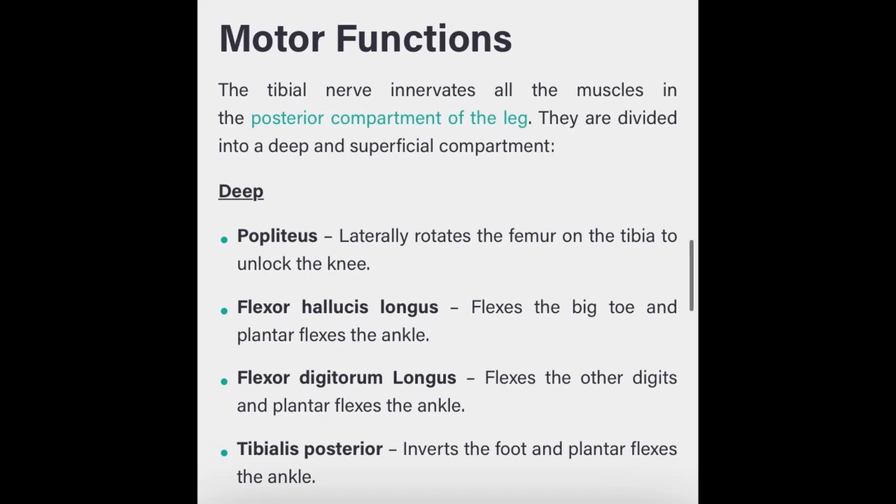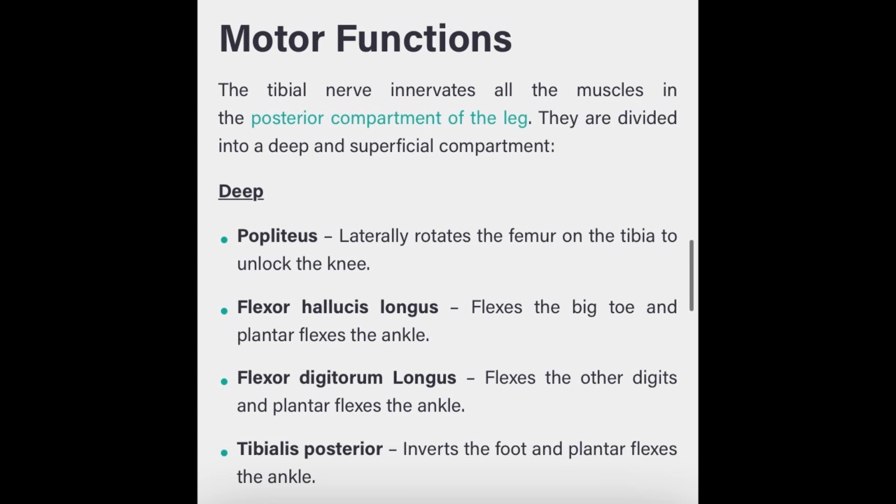Next, we discuss the motor function of the tibial nerve. The tibial nerve innervates all the muscles in the posterior compartment of the leg. They are divided into the deep and the superficial compartment. In the deep compartment, it supplies the popliteus muscle, flexor hallucis longus, flexor digitorum longus, and the tibialis posterior muscle. The popliteus laterally rotates the femur on the tibia to unlock the knee, the flexor hallucis longus flexes the big toe and plantar flexes the ankle, and the flexor digitorum longus flexes the other digits and plantar flexes the ankle.